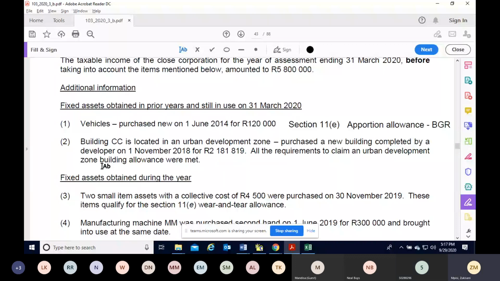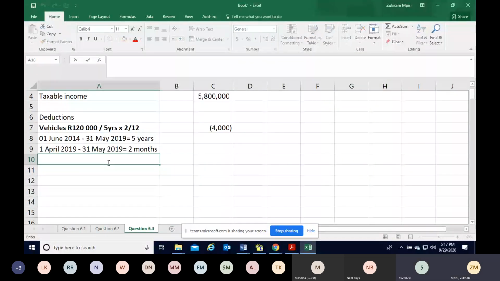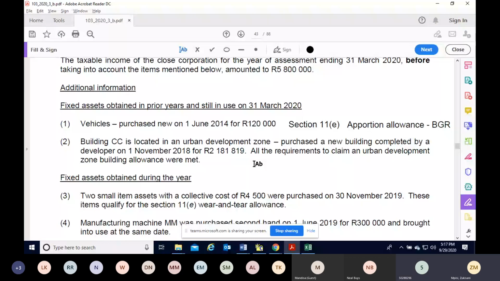Then the next one is a building, in an urban development zone. Right. For this building, we are told that a new building, completed by the developer, was purchased on 1 November 2018 for 2,181,000. All the requirements to claim an urban development zone allowance were met.